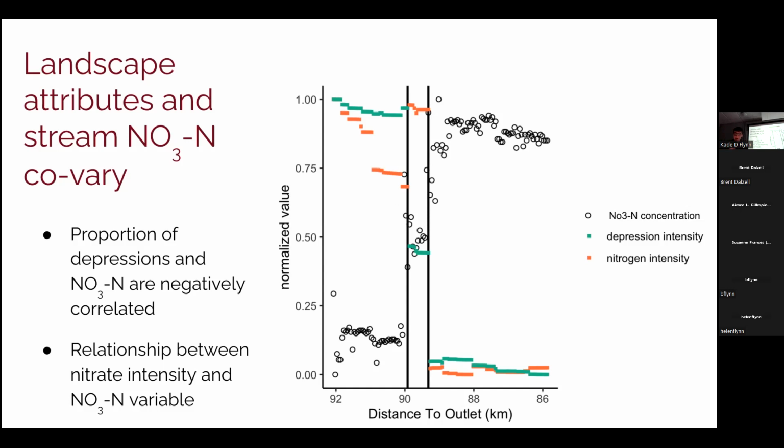When we look at the nitrogen intensity, we see that there's kind of this variable influence. So at this first ditch confluence, we have this increase in nitrogen intensity and this increase in stream nitrate. But at the second ditch confluence, we have this increase in nitrate concentration, but a decrease in the nitrogen intensity, the nitrogen on the landscape, which doesn't really fit our understanding of that relationship.